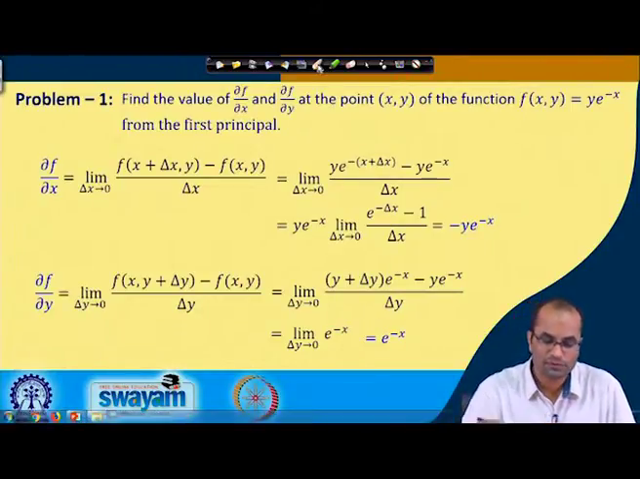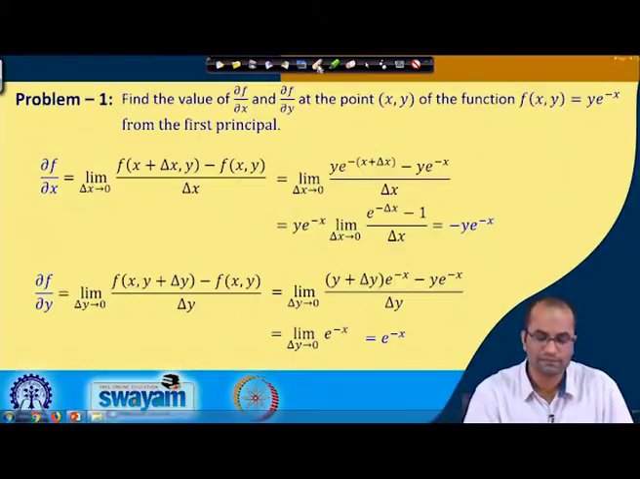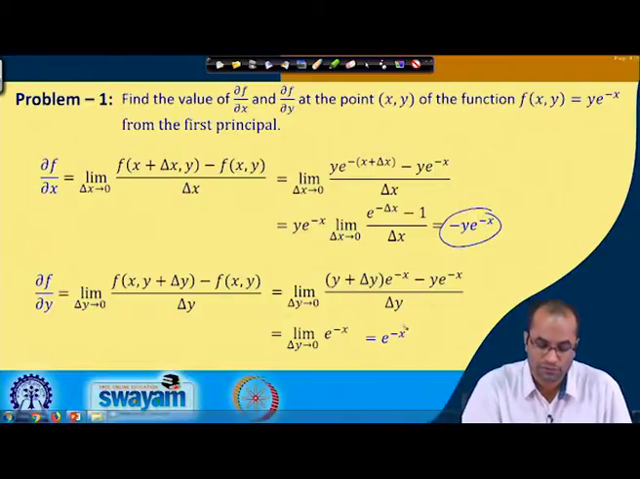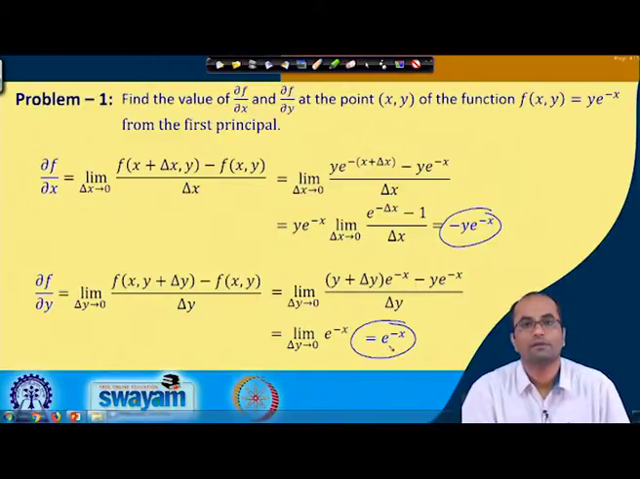So, this was using the basic definition, or the fundamental definition, of partial derivatives. So, we got the derivative with respect to x as minus y e power minus x, and with respect to y it was e power minus x.